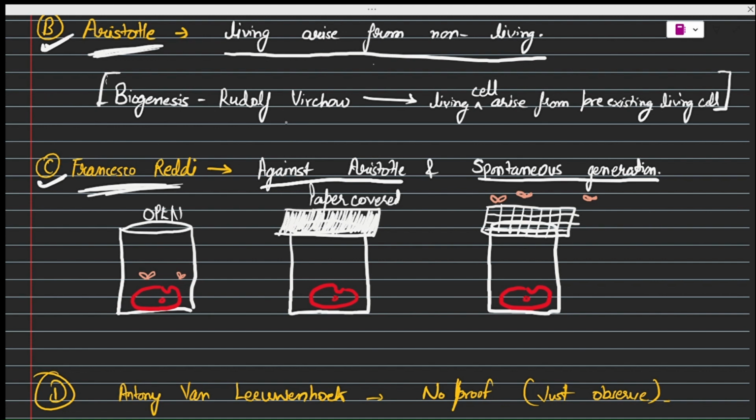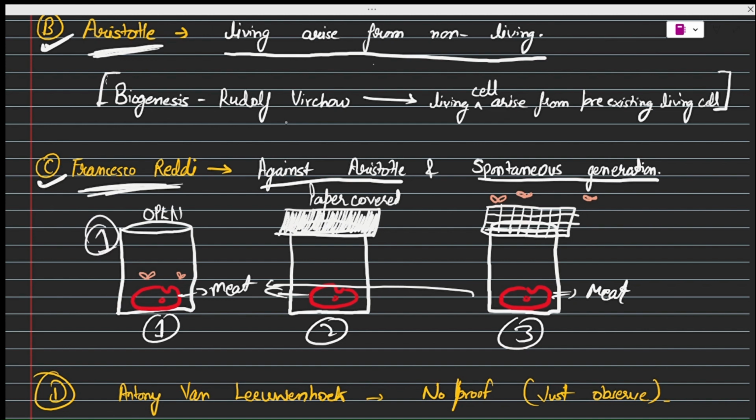That's why he took three containers. One, two, three. He placed meat in each: this is meat, this is also meat, and this is also meat, the red colored meat. Then he opened the first container. This first container remained open, while the second container was fully covered.